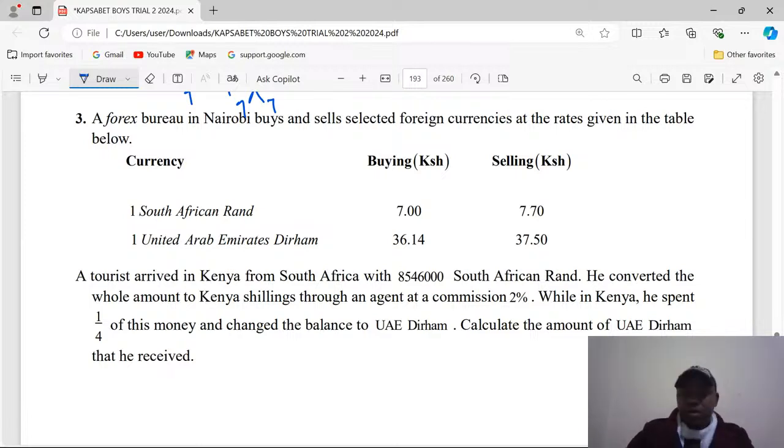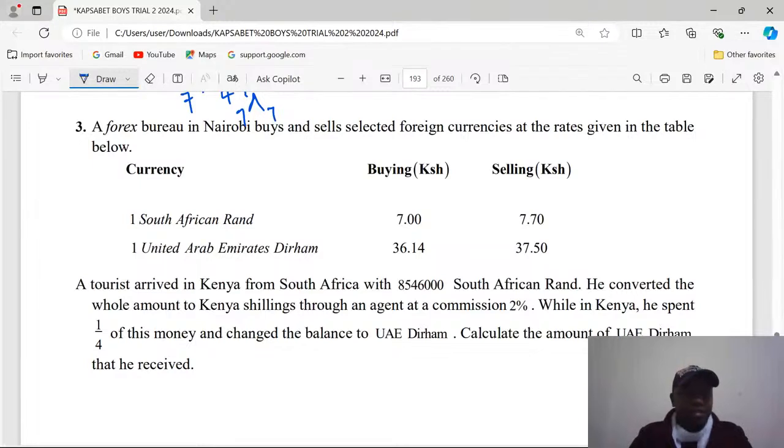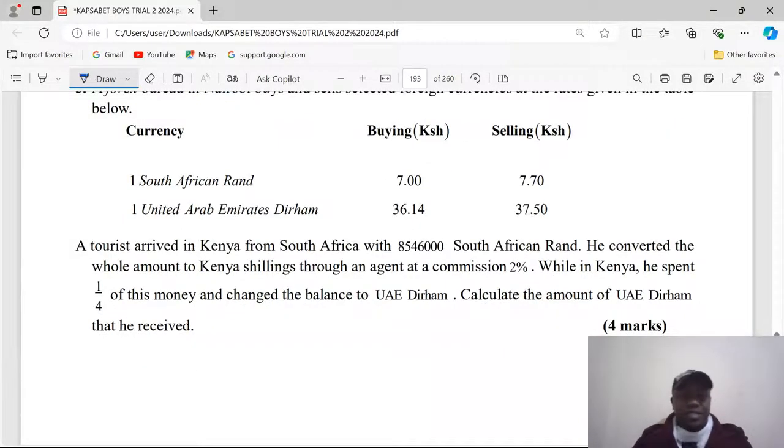Wonderful. We continue now. Number 3. A Forex Bureau in Nairobi buys and sells selected foreign currencies at the rates given in the table below. We have the currencies there. Then we have the buying rates, and we also have the selling rates of the same currencies.